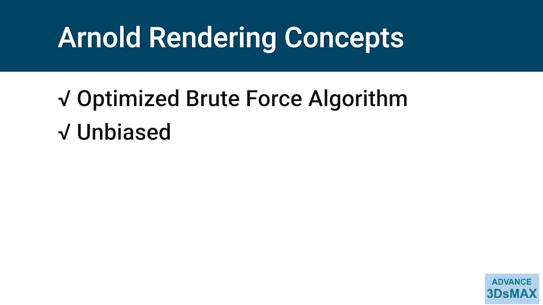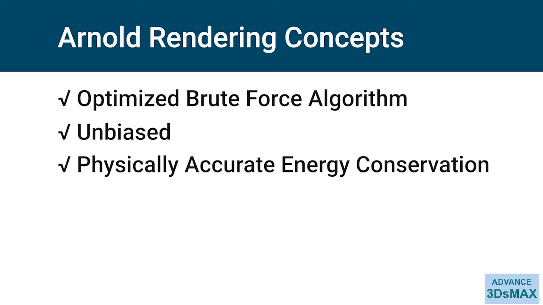Arnold is an unbiased renderer. It means no mathematical shortcuts are involved to speed up the render process. Arnold is physically based and it's set up by default to conserve energy. In simple words, the software automatically calculates how light behaves in an area.